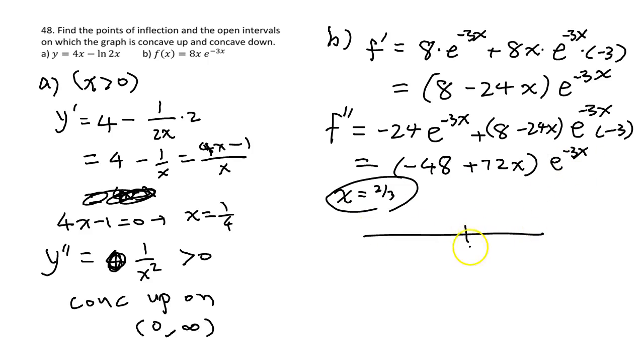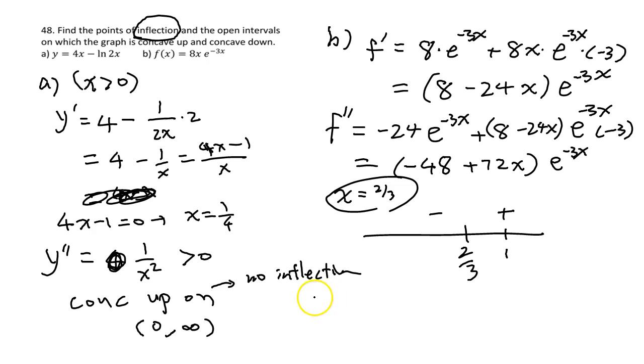Exponential functions are never 0. If I plug in 1 into this function, negative 48 plus 72, that's positive. So at 1 it's positive. If I plug in 0, it's negative. So 2/3 is an inflection point. It also requires the inflection point. In the previous question, because it's always concave up, there's no inflection point, but in this question B, at 2/3 you have an inflection point.